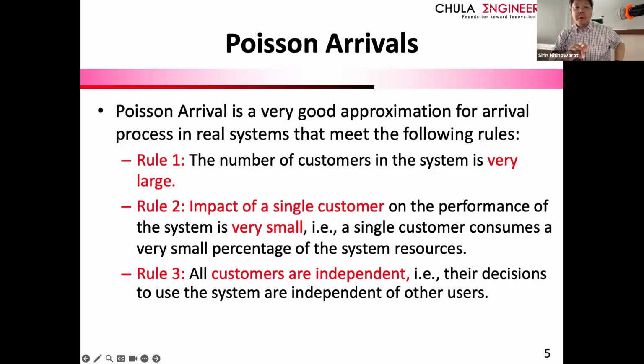And the third one is very important, that the customers do not collude, right? They act on their own. They come and go independently of one another. They don't know one another. Their decisions to use the system are independent of one another, right?